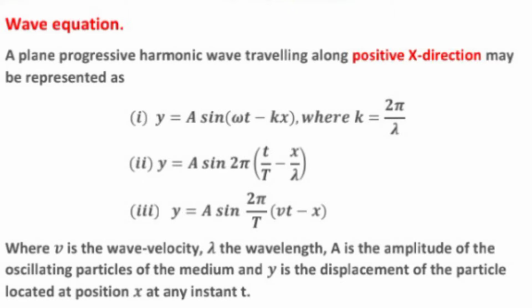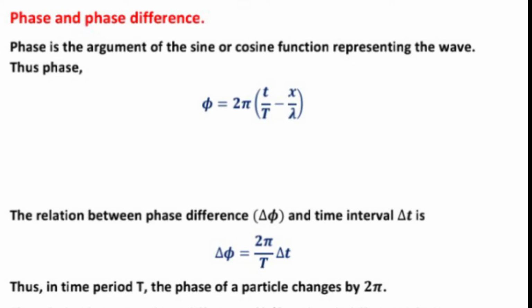Now I will talk about phase and phase difference. What is phase and phase difference? Phase is the argument of the sine or cosine representing the wave. Phi equals 2 pi (t upon T minus x upon lambda). The relation between phase difference delta phi and time interval delta t is given by delta phi equals 2 pi upon T into delta t. Thus, in time period T, the phase of the particle changes by 2 pi.